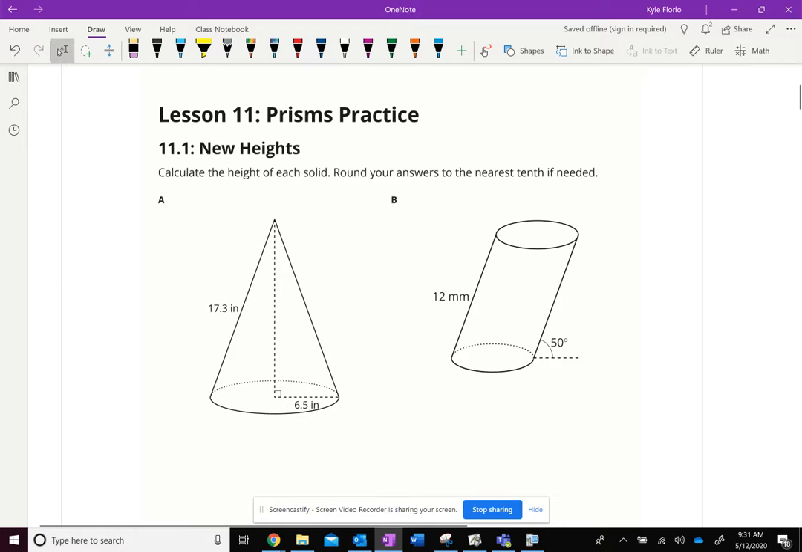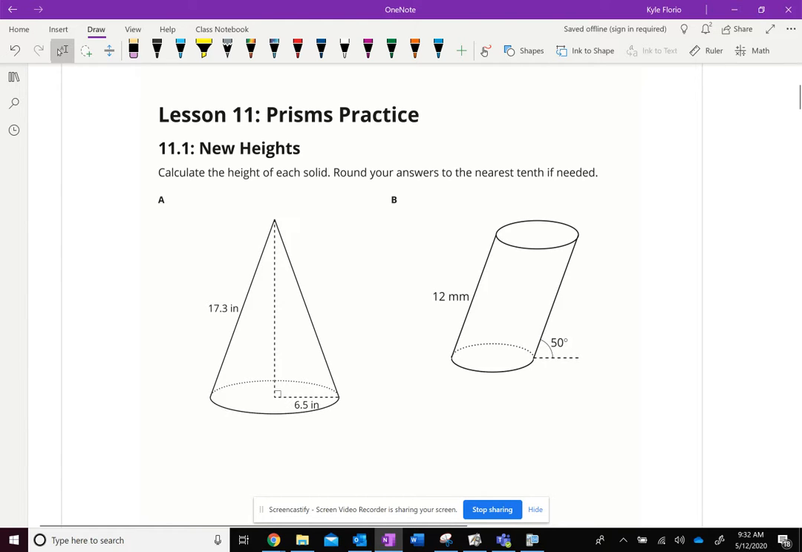The goal of this lesson is really just to practice using the formulas that we've learned so far in this unit. And then in here, we'll also see some situations where in order to find the height of a given solid, maybe we have to use trigonometry or the Pythagorean theorem. And if so, so be it. But in order to do that, you need a right triangle. So if you don't have a right triangle, sometimes you just need to draw one in and then work from there.